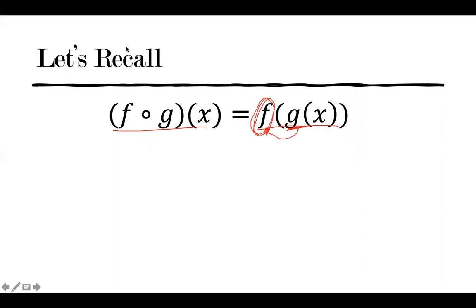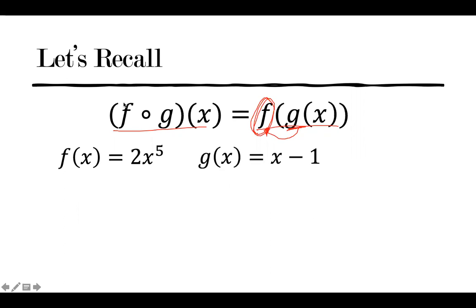Let me provide you an example, at least to remind you of the concepts of composition of functions. Assuming we have f of x is equal to 2x to the power of 5, and our g of x is equal to x minus 1. Say, for example, you want to know what is the equation for f circle g of x. If we solve that, as I mentioned earlier, we have f of x equal to 2x to the power of 5, and g of x equal to x minus 1.